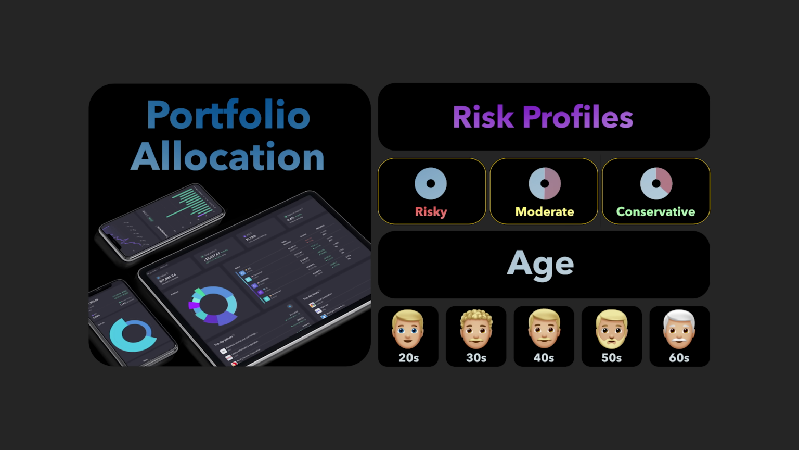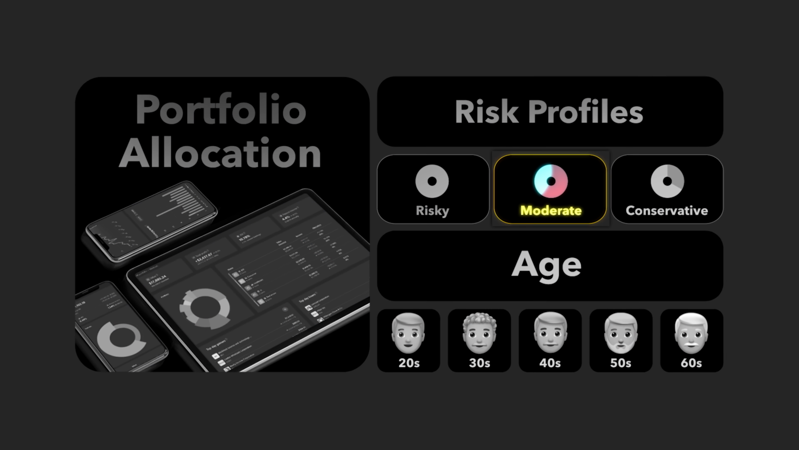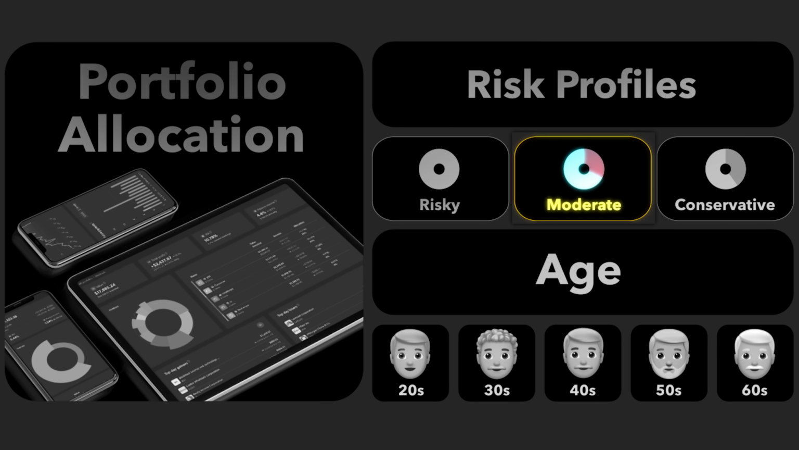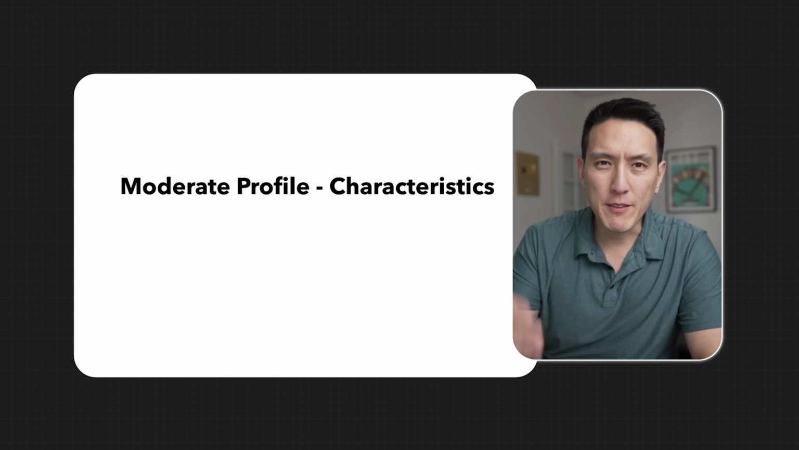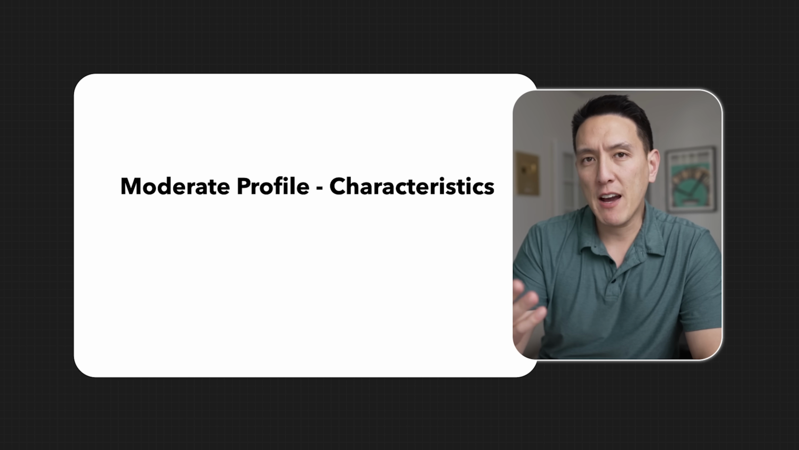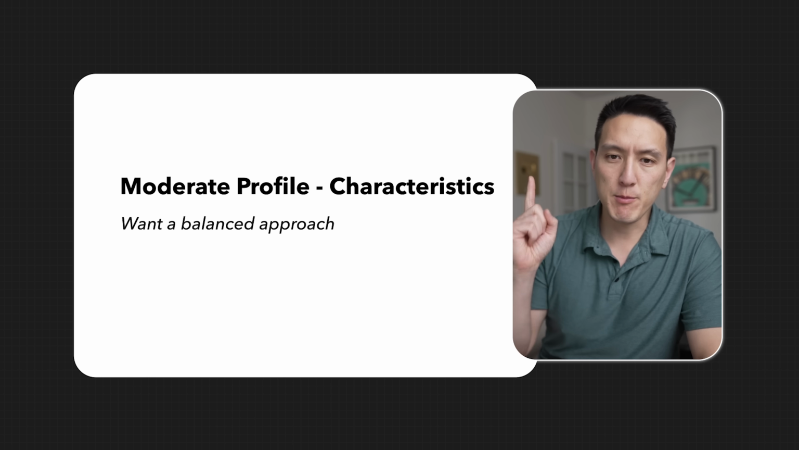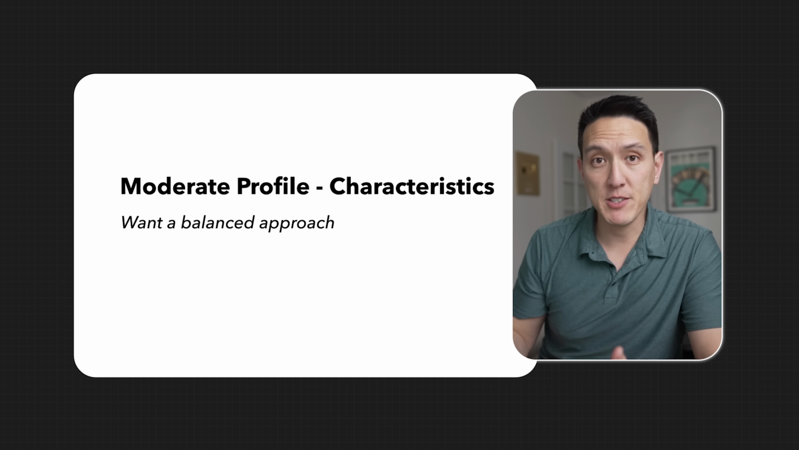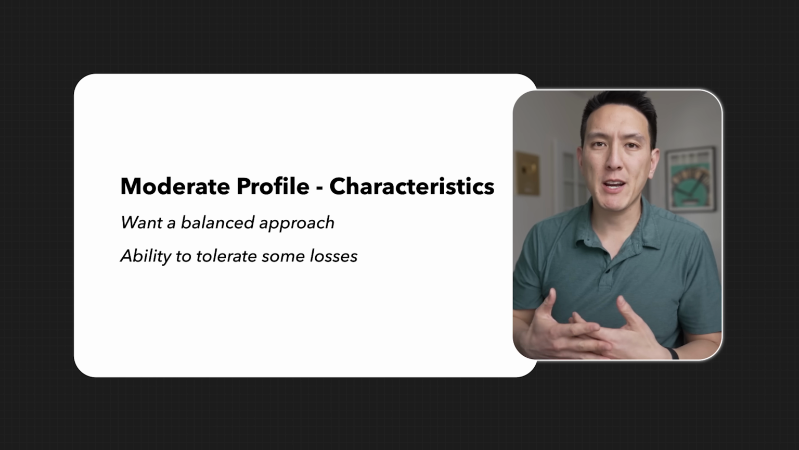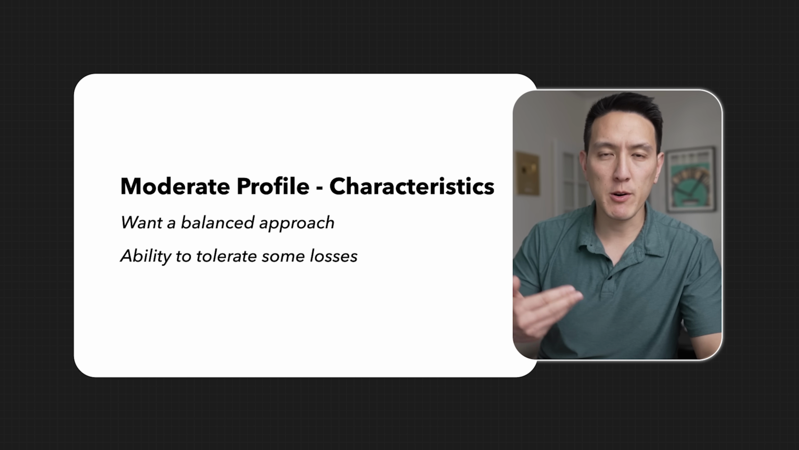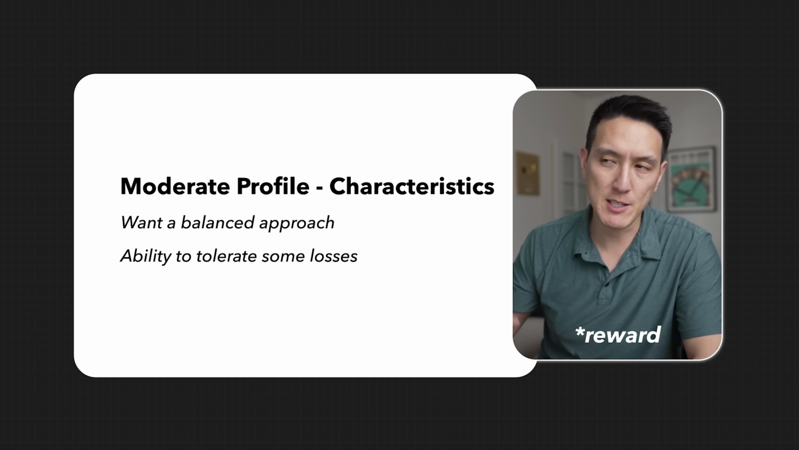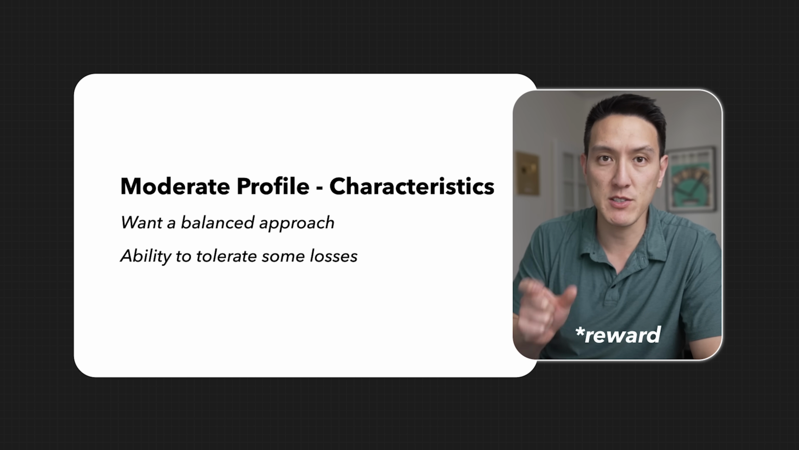Okay, the next profile is if you're a moderate investor. In the moderate approach, our portfolios will still consist of 50 to 60% in stocks by the time we retire. If you're a moderate investor, you generally have the following characteristics. So number 1, you want to grow your money with a balanced approach. And number 2, you're okay tolerating some losses because you kind of know that's part of the game, and to get any reward, especially later on, you might have to take some losses in the short term.